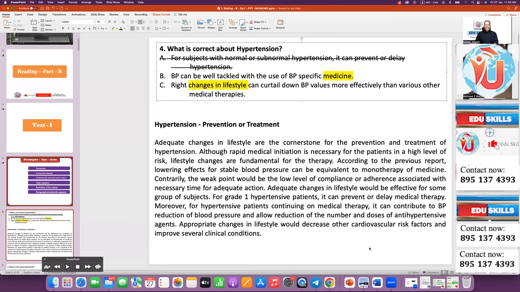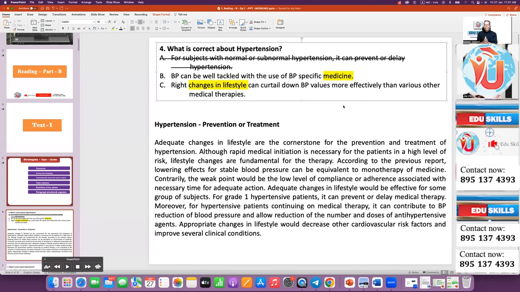Medicine. So hypertension, prevention or treatment, is the controversy here. Whether prevention is better or treatment is better. Because here, answer option C says, changes in lifestyle can curtail down BP values more effectively than various other medical therapies. Means the third option says lifestyle change, prevention, is better than medication.